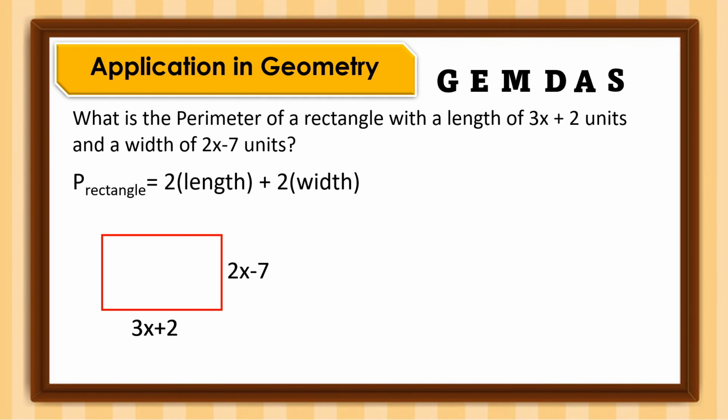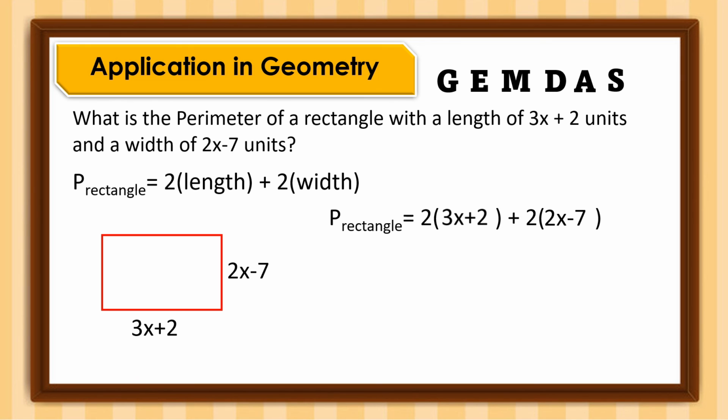We can apply adding or subtracting algebraic expressions in other branches of mathematics, not only in algebra. So here is a concrete example of applying algebra in a different branch of mathematics. What is the perimeter of a rectangle with a length of 3x plus 2 units and a width of 2x minus 7 units? The formula for the perimeter of a rectangle is equal to 2 times length plus 2 times width. So the length is 3x plus 2 and the width is 2x minus 7. So substitute it.